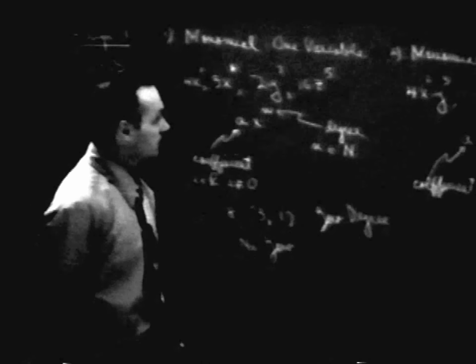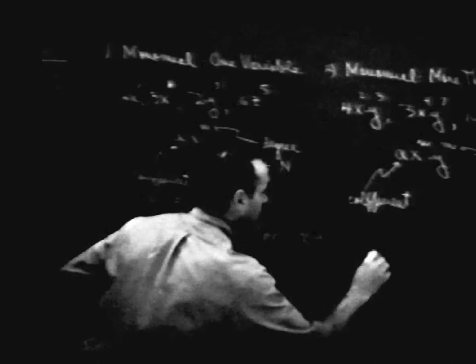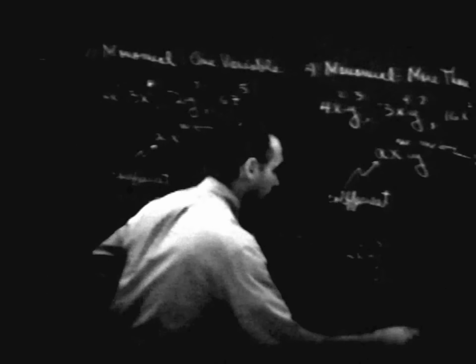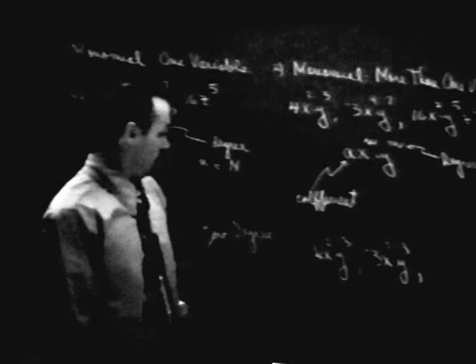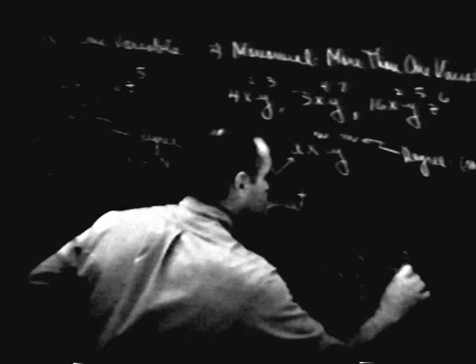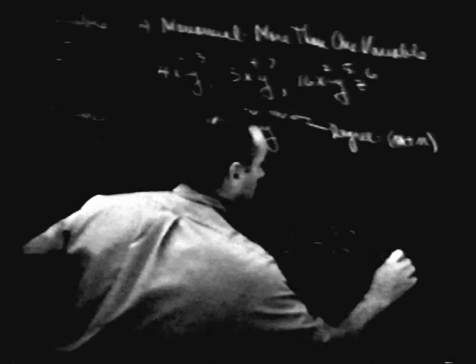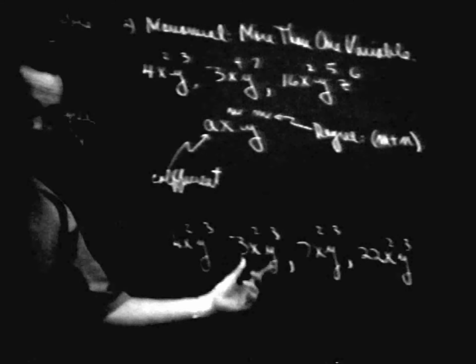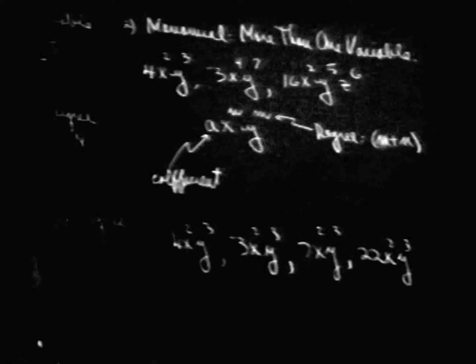Very good. Now, let me write another example, and perhaps, let me pick that first case, 4x squared y cubed. All right, now let's decide to write something like -3x squared y cubed. And let me decide to write 7x squared y cubed. And let me write a fourth one, 22x squared y cubed. And you look at these four monomials, right? Each one is a monomial. And the question is, what do you see that's in common with those four monomials?